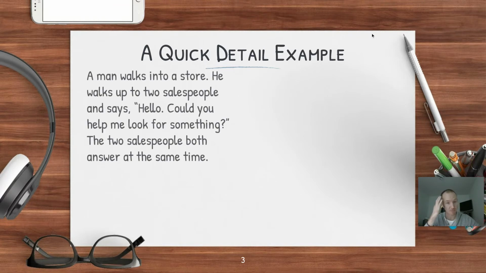A quick example. On the left, you have one version of this text. A man walks into a store. He walks up to the two salespeople and says, "Hello, could you help me look for something?" The two salespeople both answer at the same time.